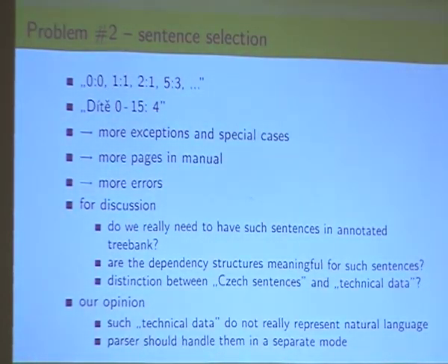Well, I have actually said this. Our opinion is that such data do not really represent the language structure, and when developing the parser, there should be a special mode of this parser to handle such constructions, and another mode of the parser to analyze really Czech sentences as such.